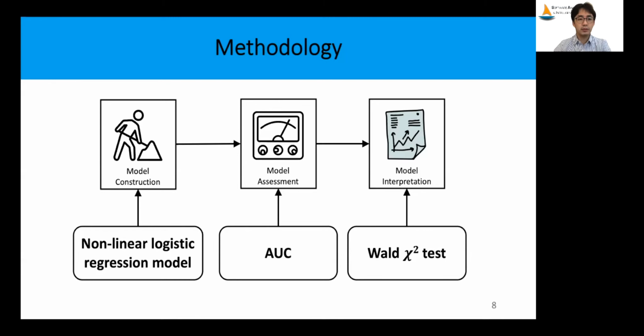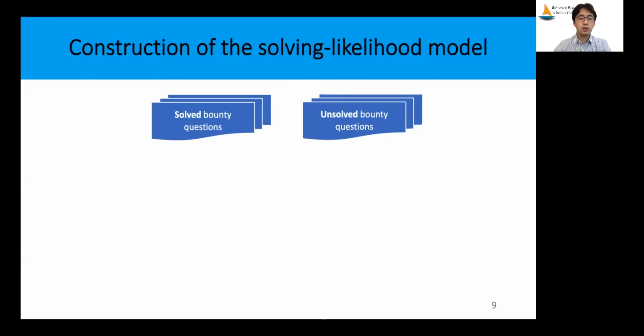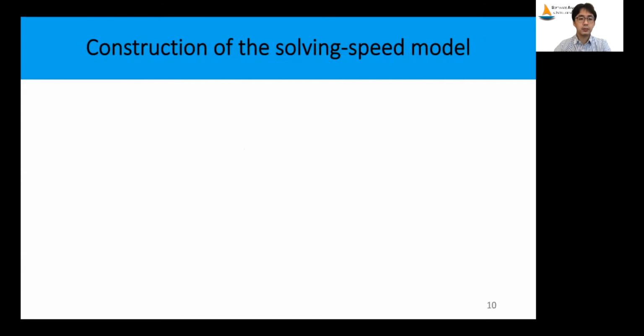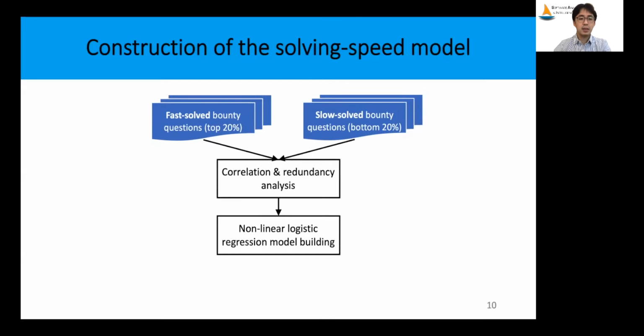factors in our models. To study the association between factors and solving likelihood of bounty questions, we focus on the solved and unsolved bounty questions. We first conduct a correlation and redundancy analysis on the study factors, and then construct the solving likelihood model. To study the association between factors and the solving speed of bounty questions, we focus on the fast and slow solved bounty questions. Then we conduct the same analysis to build the solving speed model.